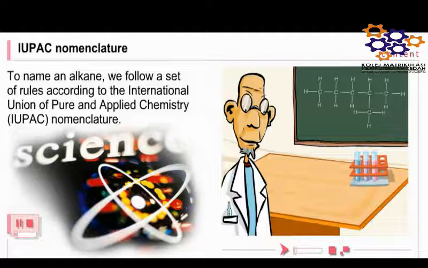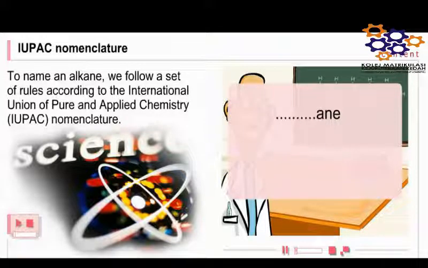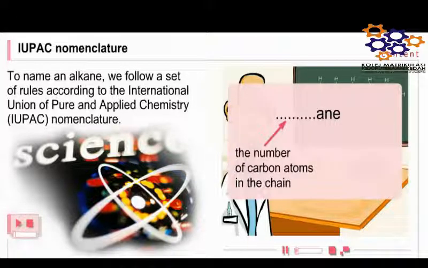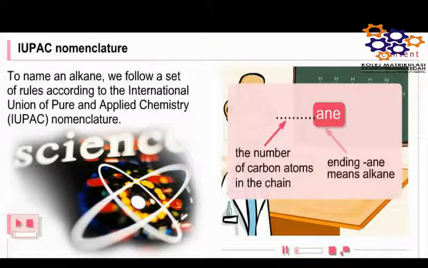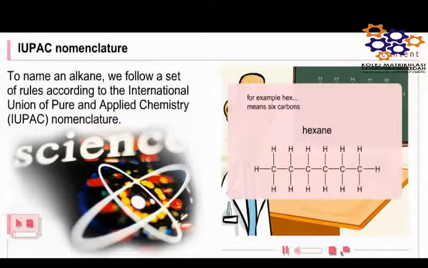To name an alkane, we follow a set of rules according to the International Union of Pure and Applied Chemistry nomenclature. First rule: identify and name the longest straight chain. The name consists of 2 parts. The first part of the name indicates the number of carbon atoms in the chain. The ending tells us that the molecule is an alkane. The name hexane means an alkane with 6 carbon atoms. Straight-chain alkanes are known as the normal or n-alkanes, for example, n-hexane.